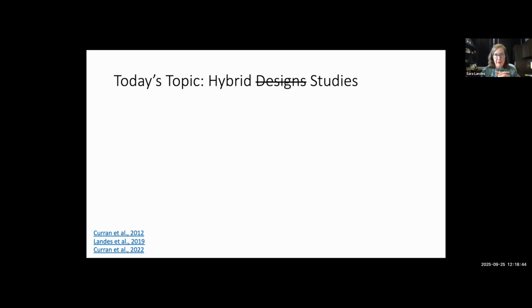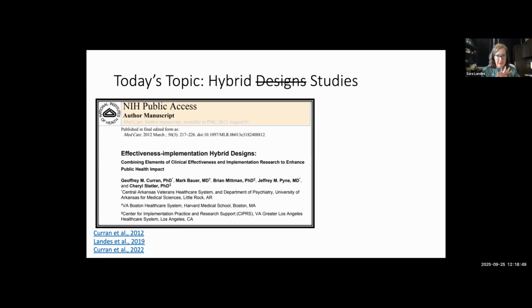You'll notice it says hybrid designs scratched out and then studies. The first paper that Jeff and colleagues wrote in 2012 was introducing the idea of hybrid designs. And we've come to find out the use of the word design really throws people for a loop. These are really an approach to studies, but they're not a research design per se. So we'll talk about what that means. I think I've gotten the word design out of my slides everywhere, and we'll probably find at least one that I haven't yet caught. And we'll try to make sure that I don't say design either.